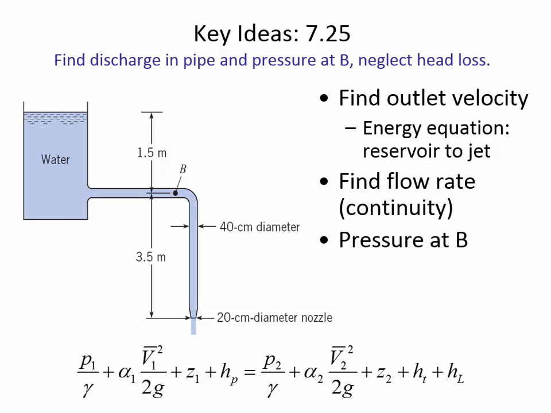So you could use the tank as your first location and B as the second, or you could say location B is 1 and then location 2 would be the outlet, because you know everything you need to know at both of those locations in order to do it. So, any questions about this one? All right.